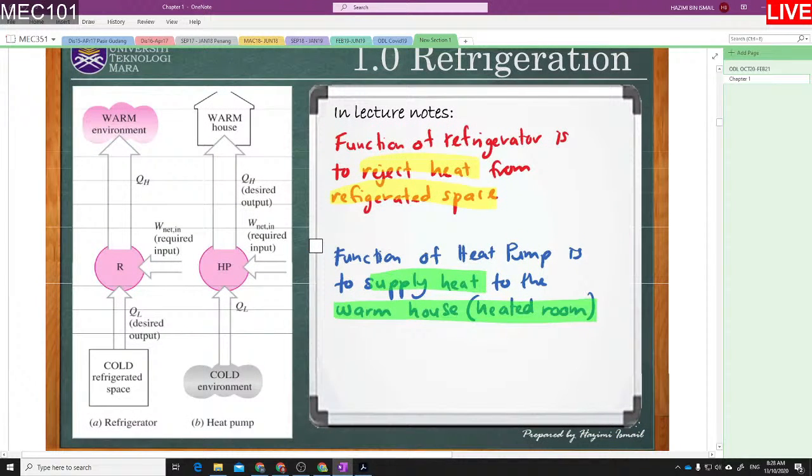Okay, so we revise back. The function of a refrigerator is to reject heat from the refrigerated space. The function of a heat pump is to supply heat to the warm house. Both of them have different objectives or functions, but use the same principle of thermodynamics, which is transferring heat from cold to warm.